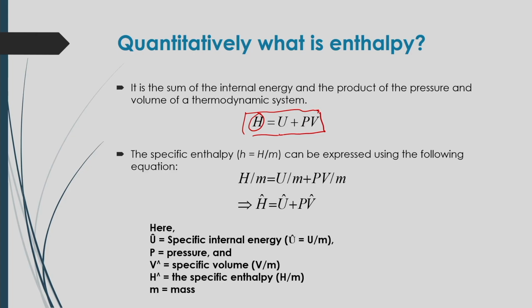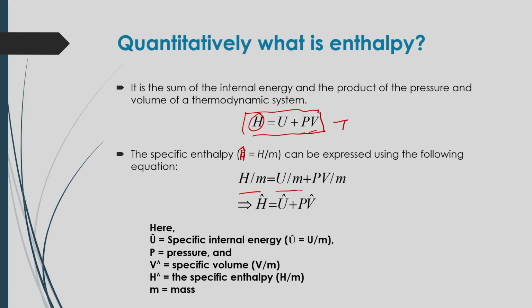Here H is enthalpy, U is internal energy, P is the pressure and V is the volume. Whereas a specific enthalpy can be denoted by H hat. So, H hat will be equal to H by M, that means the enthalpy per unit mass, which can be regarded as specific enthalpy. So, this specific enthalpy can be defined as H by M as per this equation here.